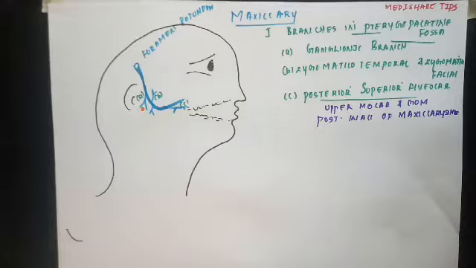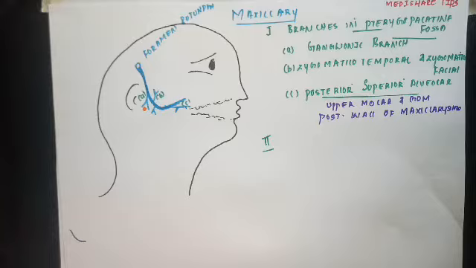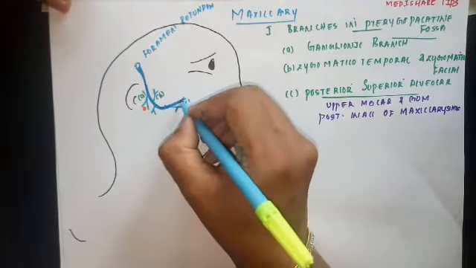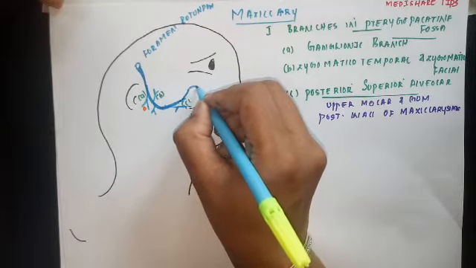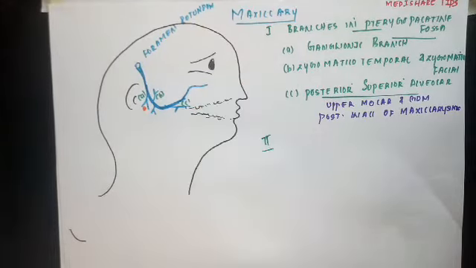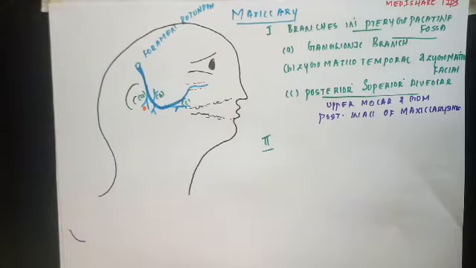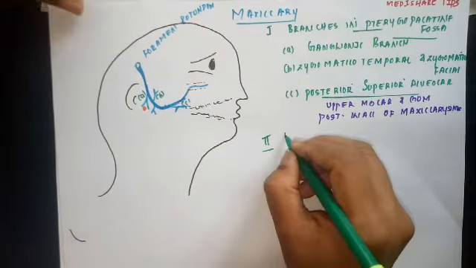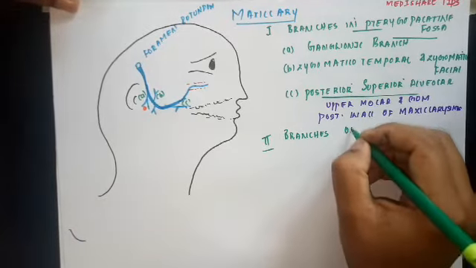Next, the next part of the nerve is in the infraorbital canal. The nerve from the pterygopalatine fossa enters the infraorbital fissure and then the infraorbital canal. In this canal the maxillary nerve is known as the infraorbital nerve. So we are discussing the branches of the infraorbital nerve.